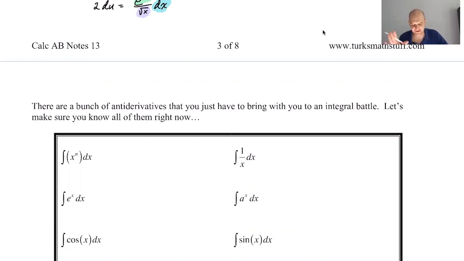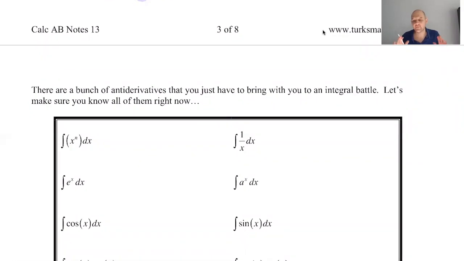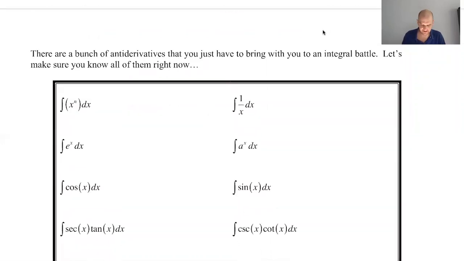Derivatives, there's a fixed number of rules. You recognize the type of function, you apply the rule. Antiderivatives, it's more like an art than just a direct application. But through practice, you will get good at it. And that's the key thing to keep in mind.